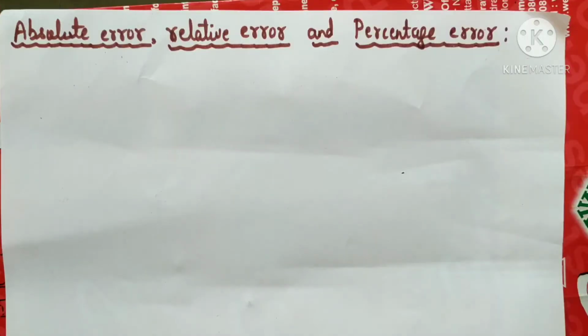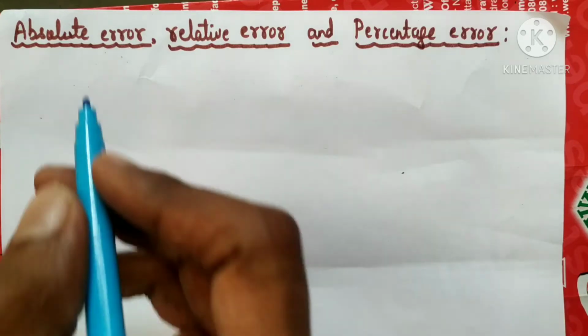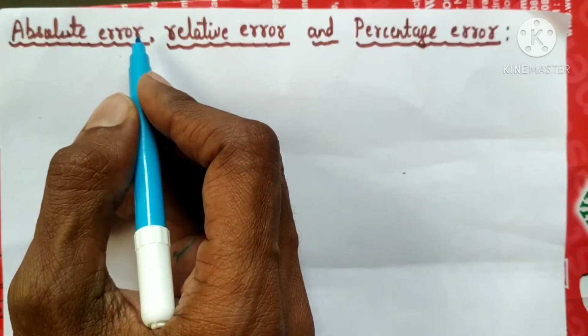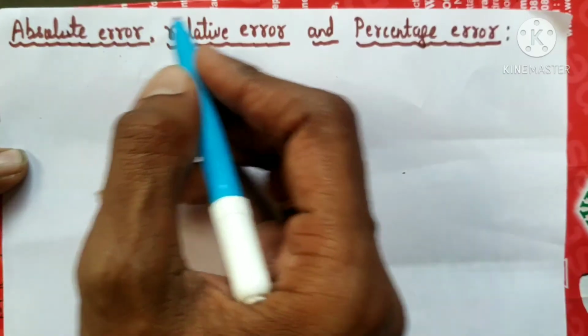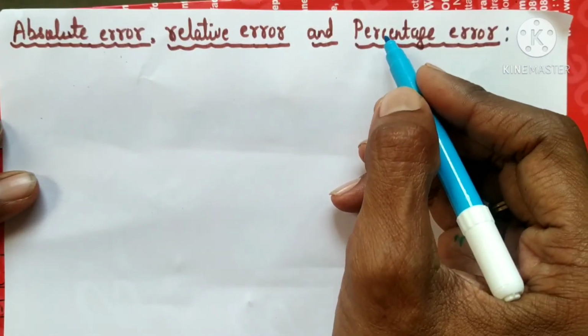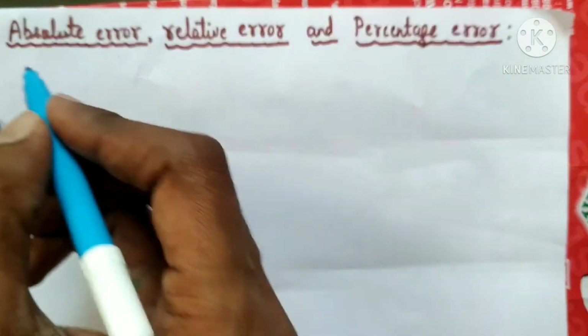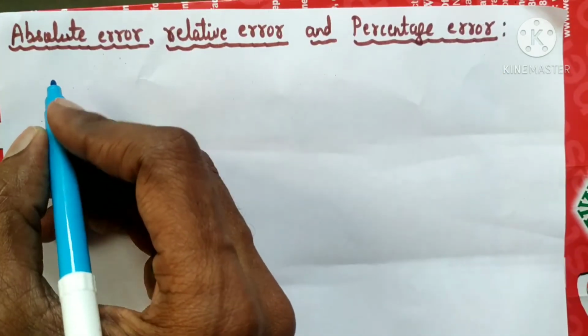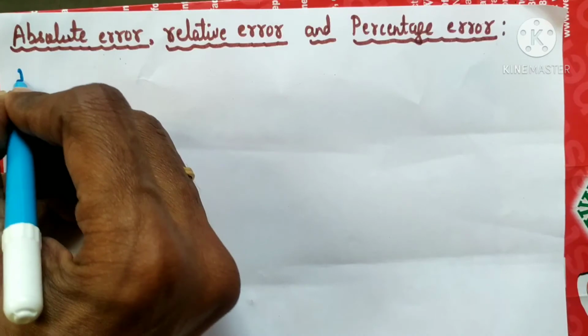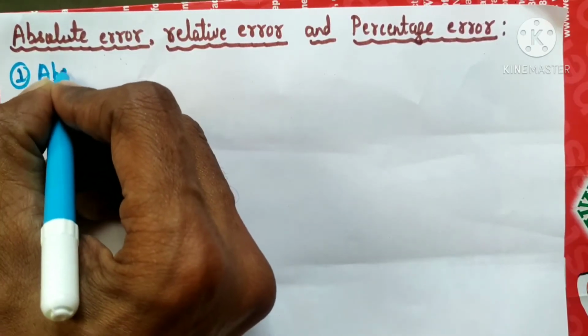Now let us see how the errors can be expressed. So actually errors can be expressed in three different ways. They are, first one is absolute error, second one is relative error, and last one is percentage error. So now let us try to understand the meaning of the first one, that is absolute error.